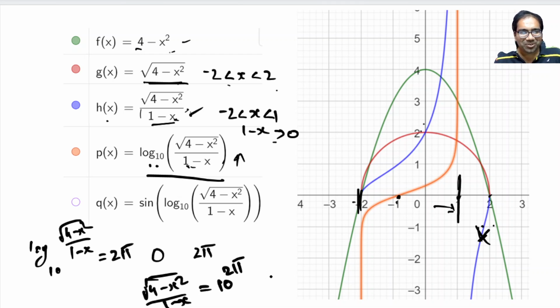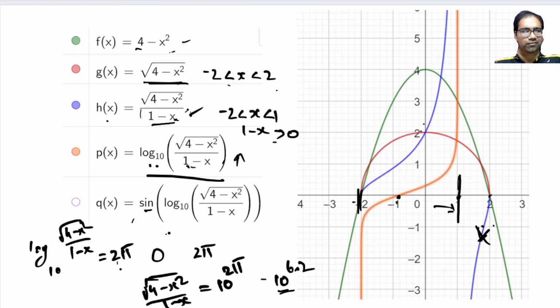10 power 2 pi means 10 power 6.2, something like this. So the number is very huge, but still you can get it. At this point, when this thing is equal to 10 power 6.2 or roughly something, then log of this value would be equal to 2 pi, and sine will naturally reach the full cycle, right? So broadly what we are trying to say is, this number can be as big as you want. So obviously sine then completes the full cycle.